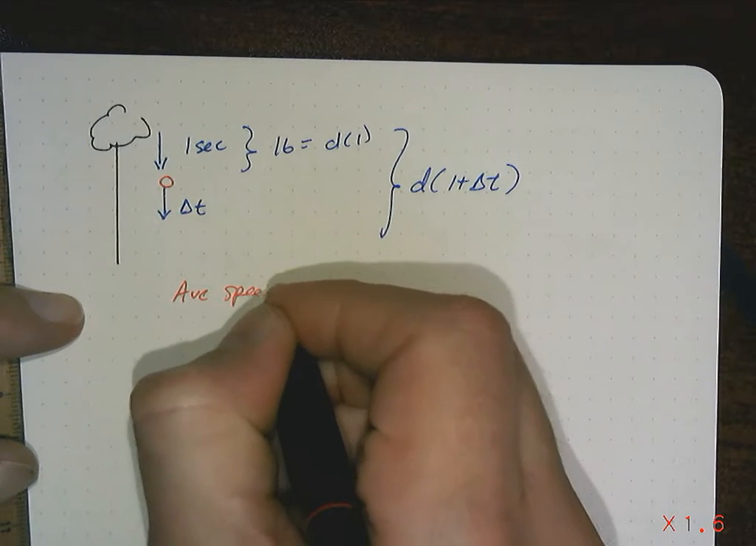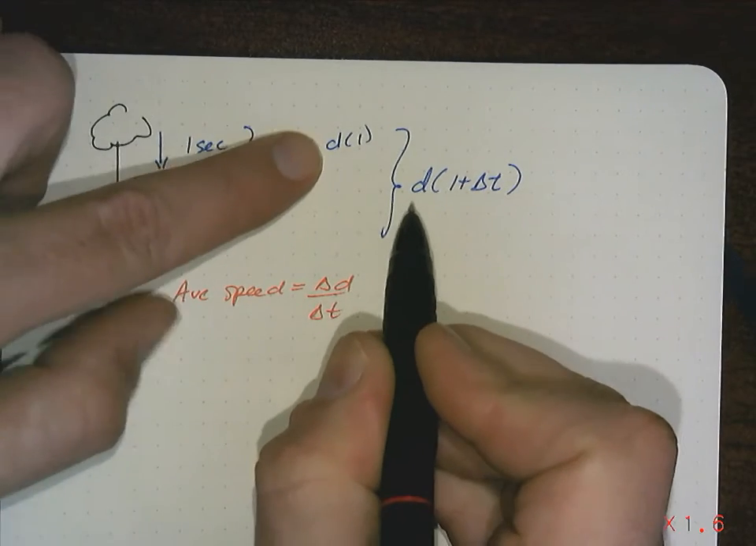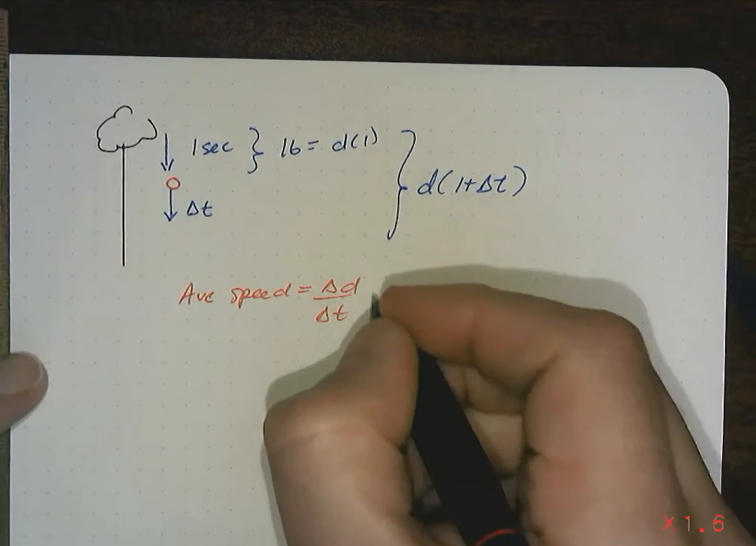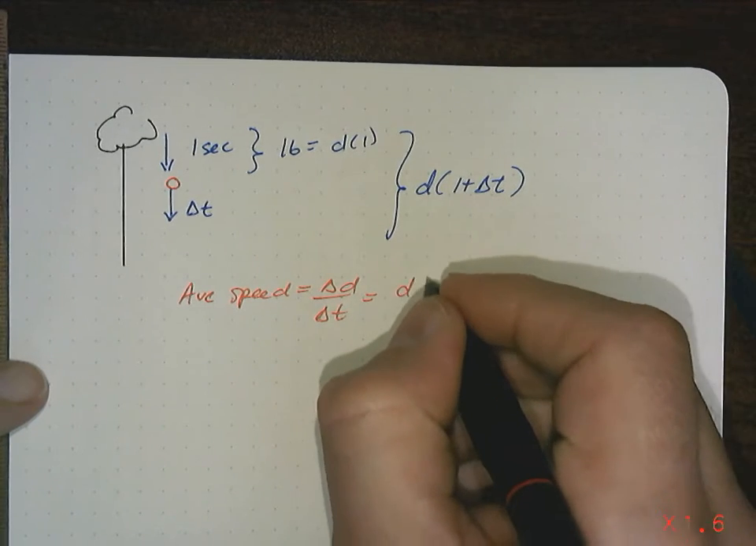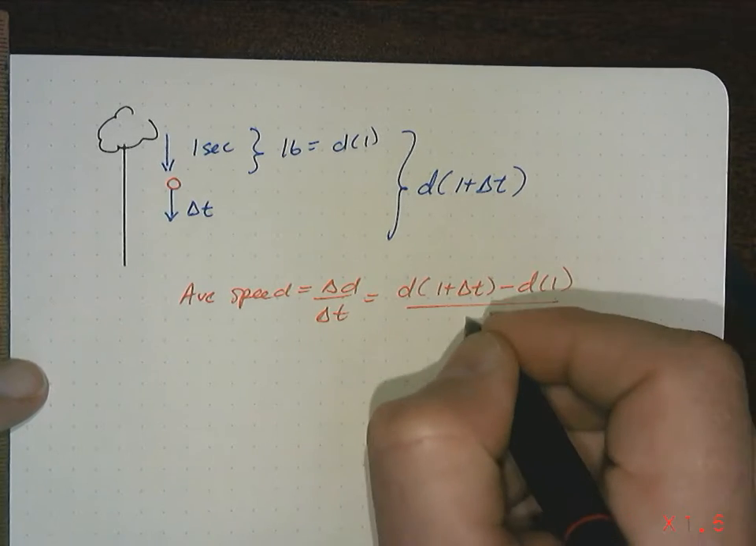And so what he came up with is the average speed is delta d over delta t. Well, delta d is the difference between these two. And if you go back to the previous video, I showed you how to do that. It was d of 1 plus delta t minus d of 1, over delta t.